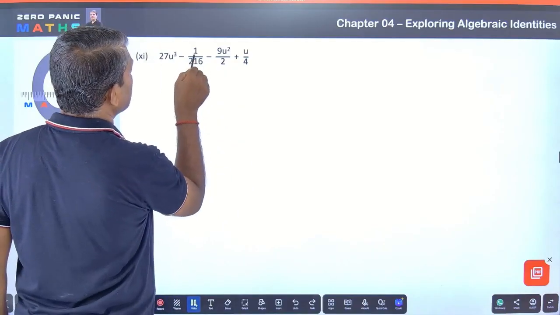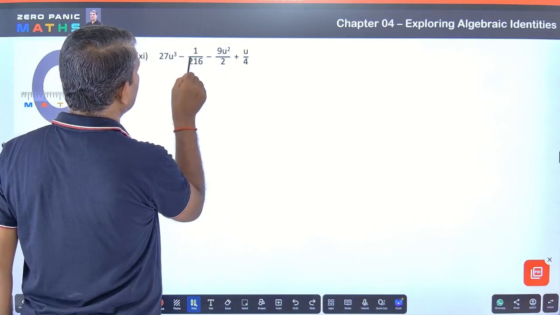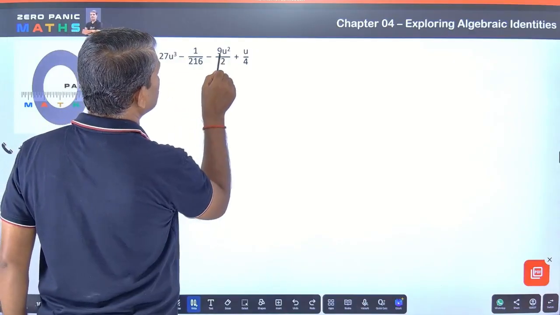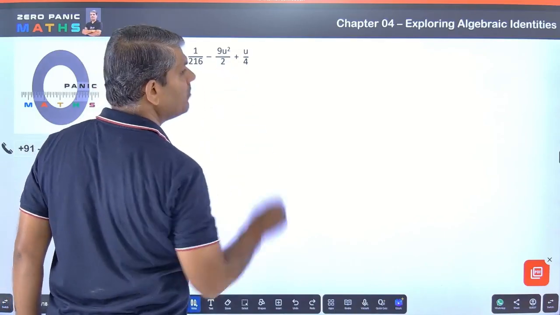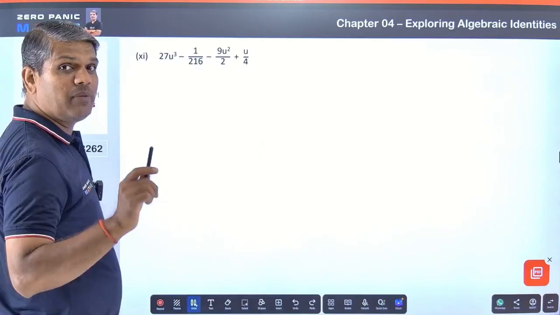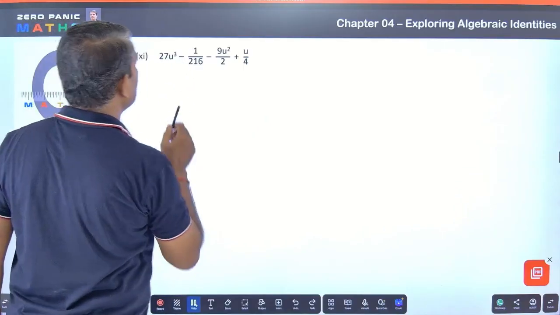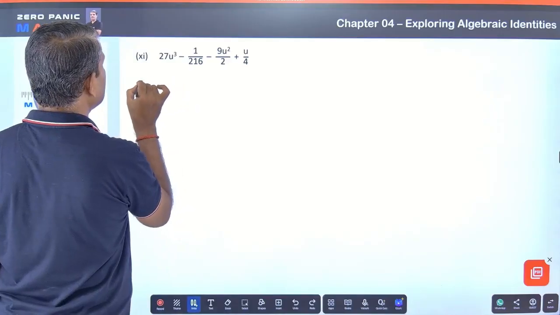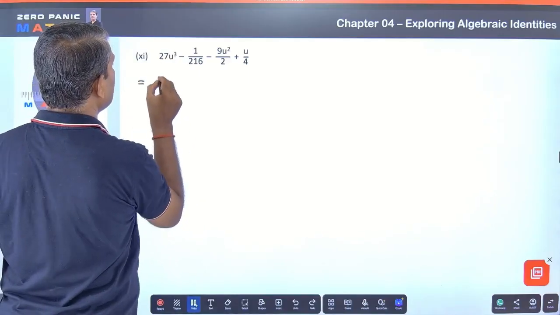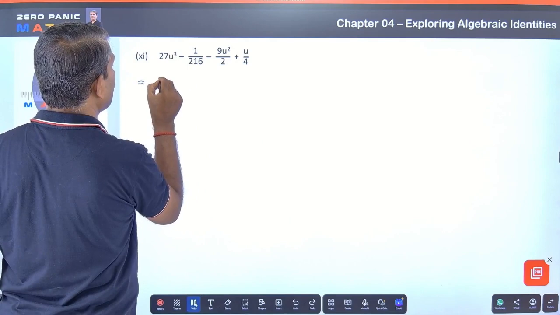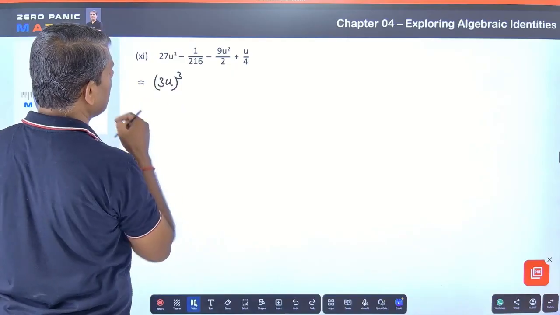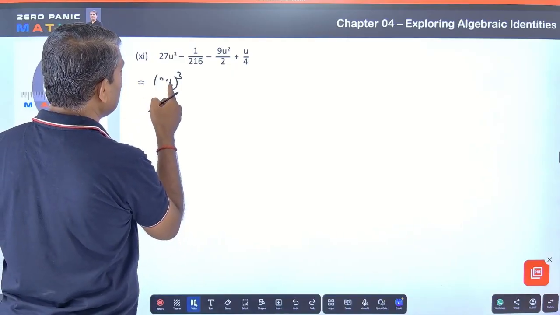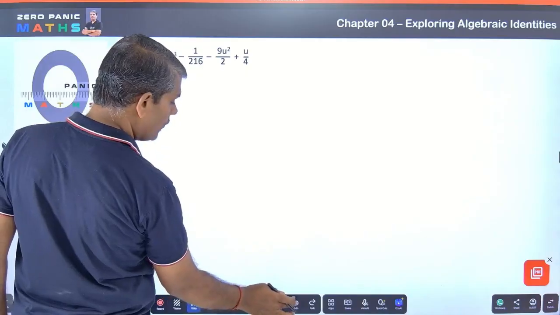This can be treated as 1 by 6 whole cube, and that makes it minus b cube. This will be minus 3ab square or a square b, and this will be plus 3a square b or ab square. Okay, let us look into this and rewrite this as 27u cube. I will write it as 3u whole cube. That gives me the value 3u as the value of a.